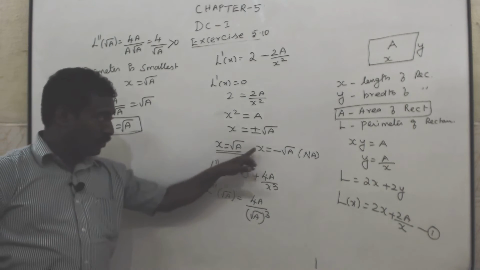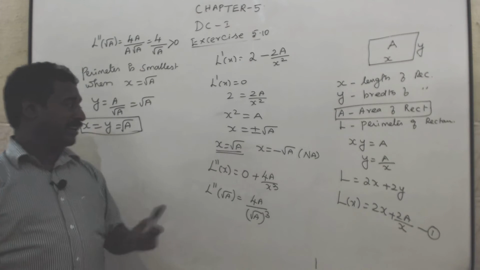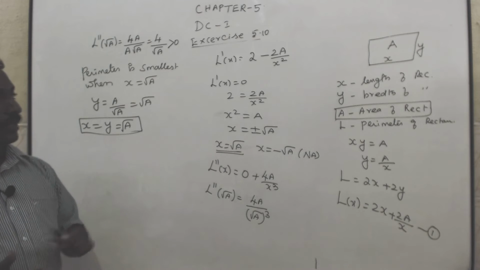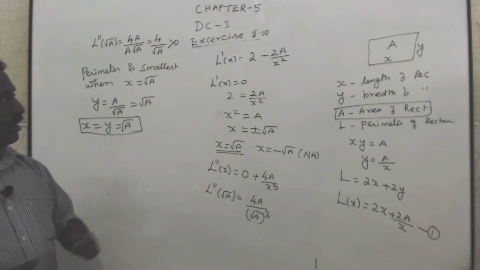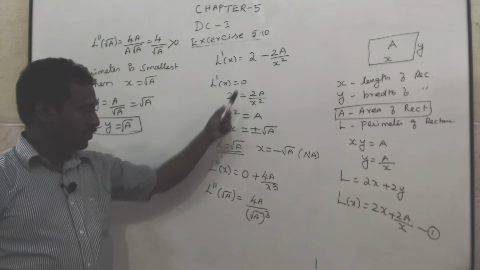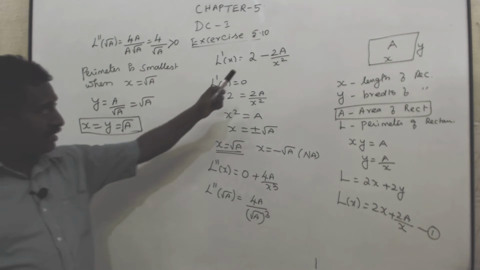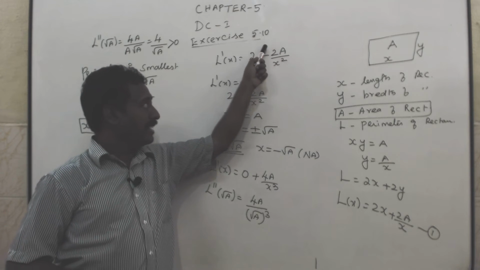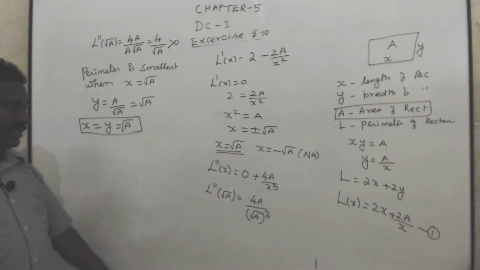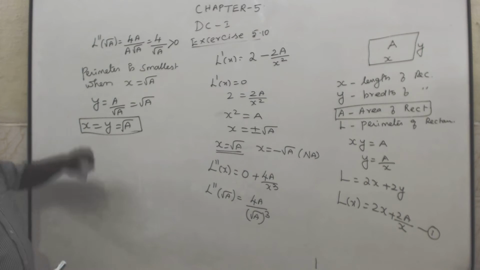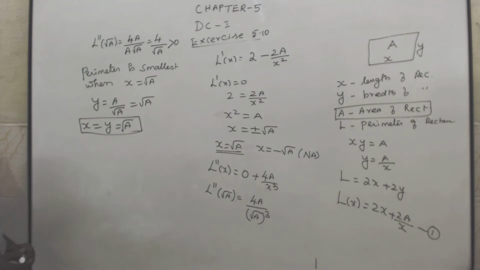Then x is equal to root a and x is equal to minus root a. Length can't be negative, that's why root a. We have to find out the second derivative. That is differentiation of 2 is 0, minus 2a by x square differentiation, 2 goes to numerator, minus 2 into minus 2a, plus 4a by x cube. X is root a cube. That is L double dash of root a is 4a by a root a, that is 4 by root a.